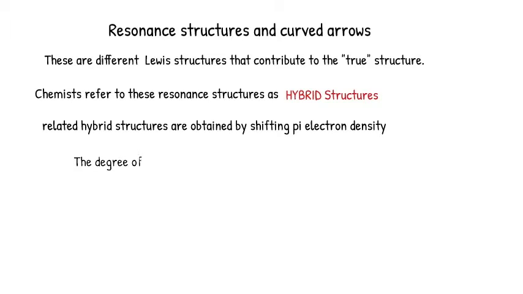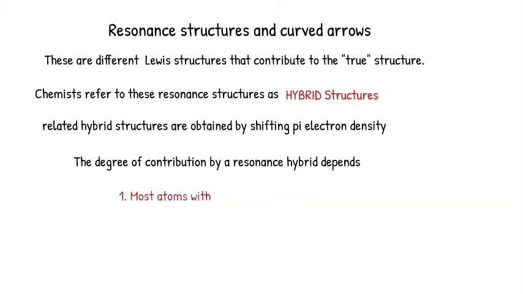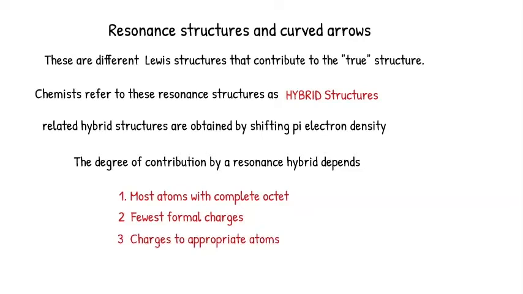The degree of contribution of a resonance hybrid to the overall true structure depends on, in order of significance: number 1, most atoms with a complete octet. Number 2, the fewest formal charges and the lowest charge possible. Number 3, charges are assigned to the appropriate atoms, where the most electronegative atom has a negative charge. Number 4, maximum distance between charges that are the same and closer distance for opposite charges.